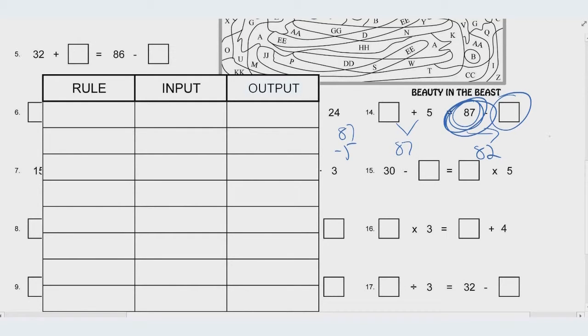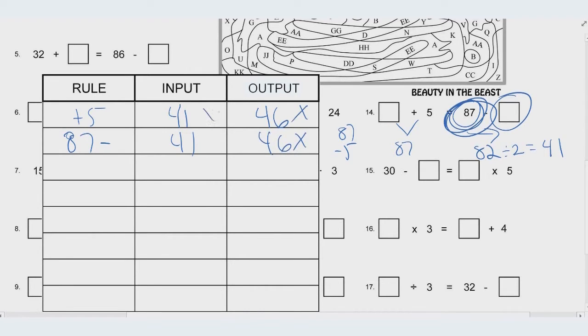I want to take the average or find the number in the middle, and I'm just going to divide by 2, and 82 divided by 2 gives me 41. So my first guess would be 41. 41, I put plus 5, and 87 minus. And 41 plus 5 gives me 46, and 87 minus 41 gives me 46.